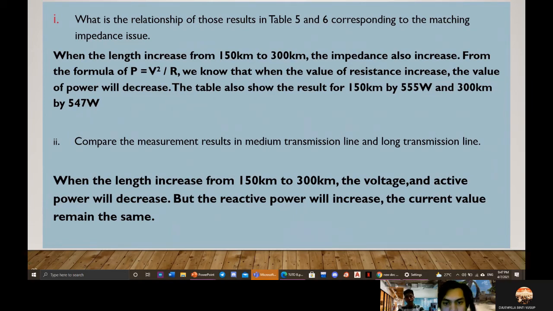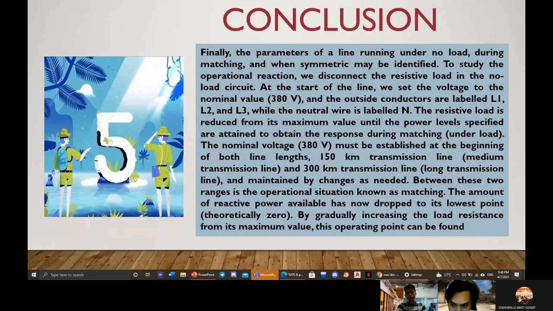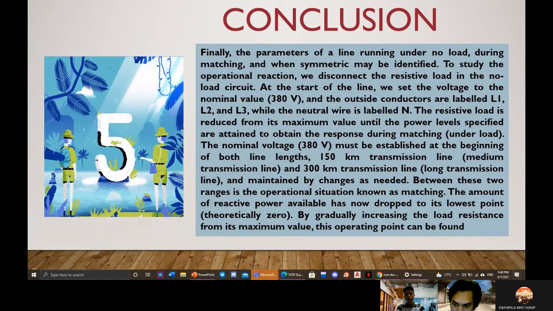So compare the measurement result in the medium transmission line and the long transmission line. When the length increases from 150 kilometer to 300 kilometer, the voltage and active power will decrease, but the reactive power will increase and the current value will remain constant. So I will proceed to the next slide with Azizi Aiman.